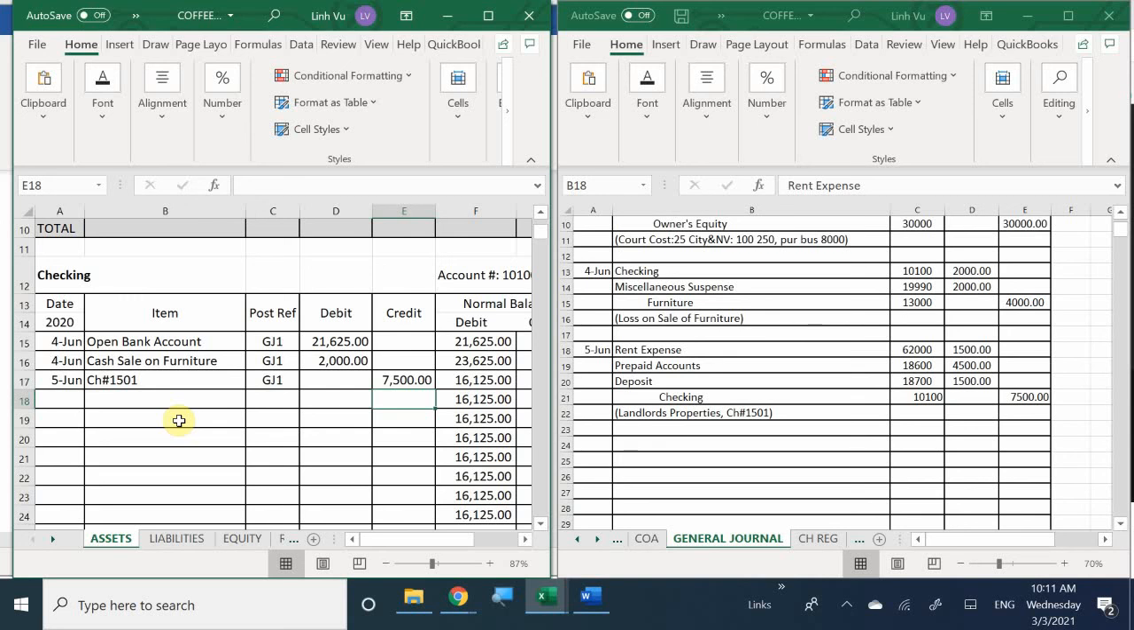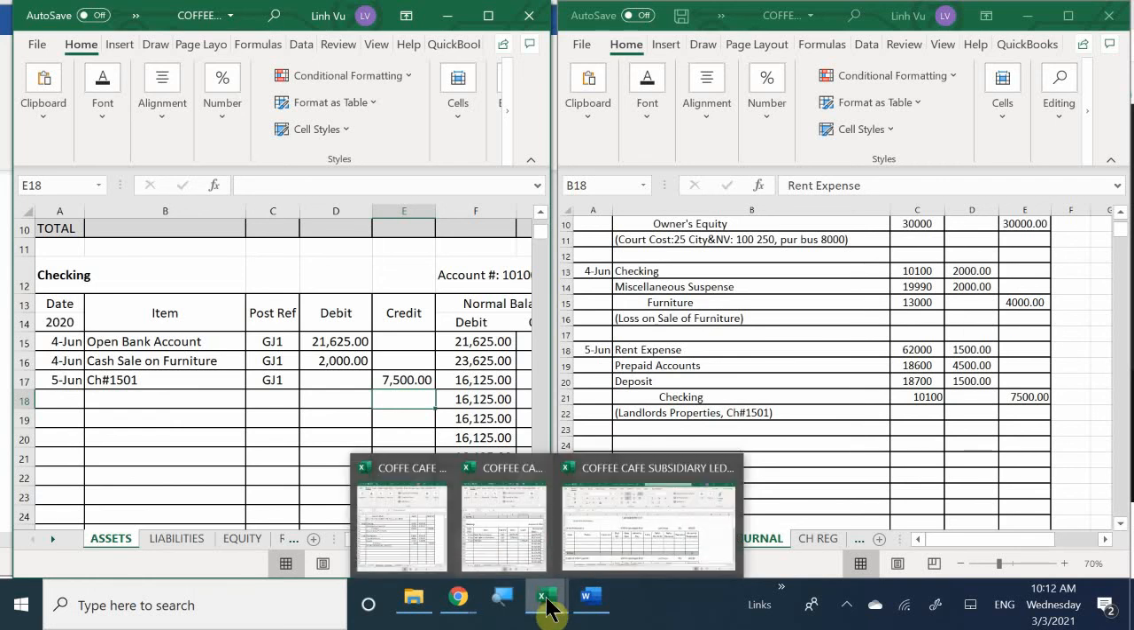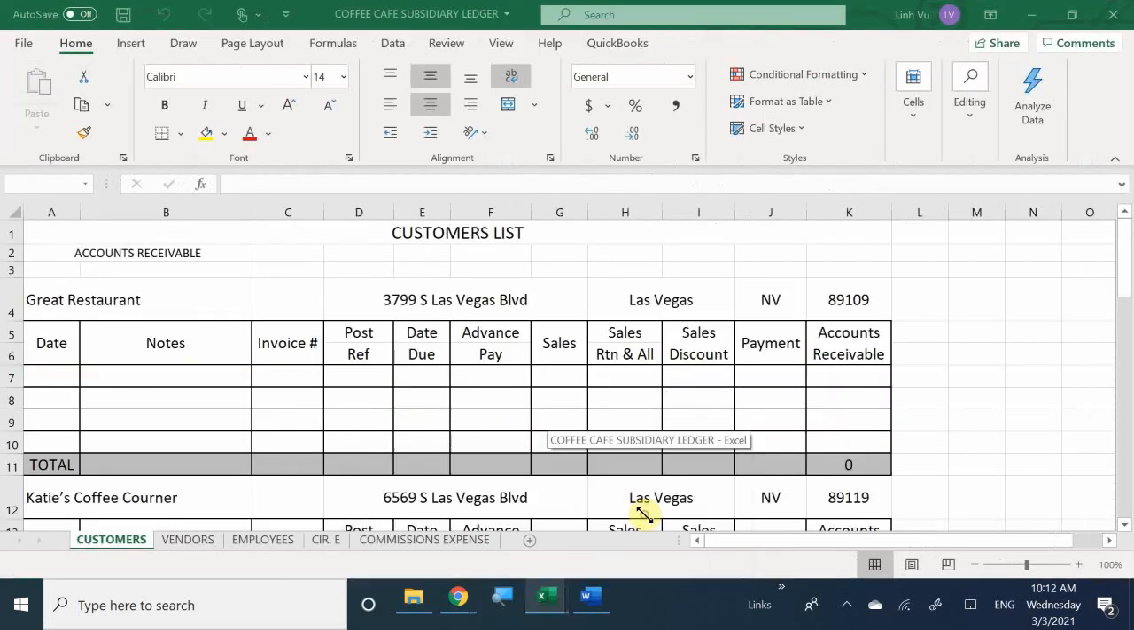Now I'm going to introduce you to the subsidiary ledger. Okay? So we dealt with landlord properties. Who is landlord properties to us? What are they? They're a landlord, but specifically, are they a customer, vendor, or employee? Do they work for us? No. They are a vendor. Yes, they're providing a service to us. So here, this is where I'm going to introduce you to the subsidiary ledger.